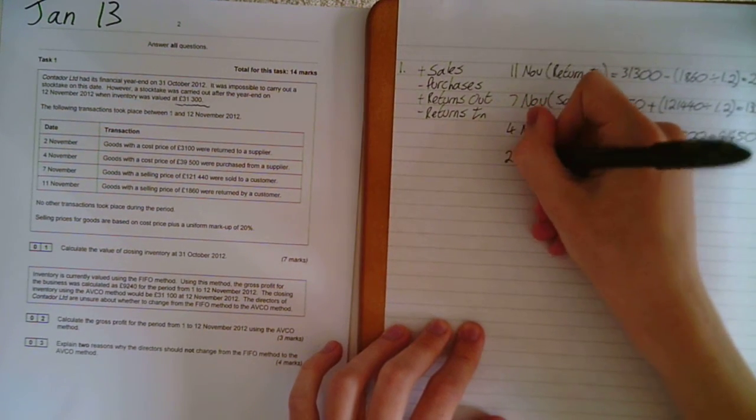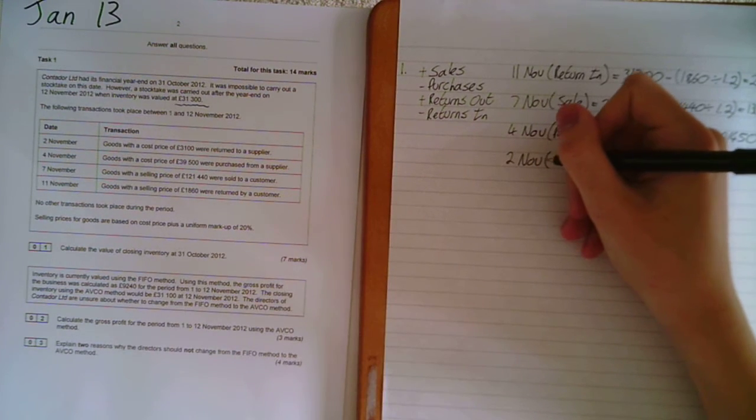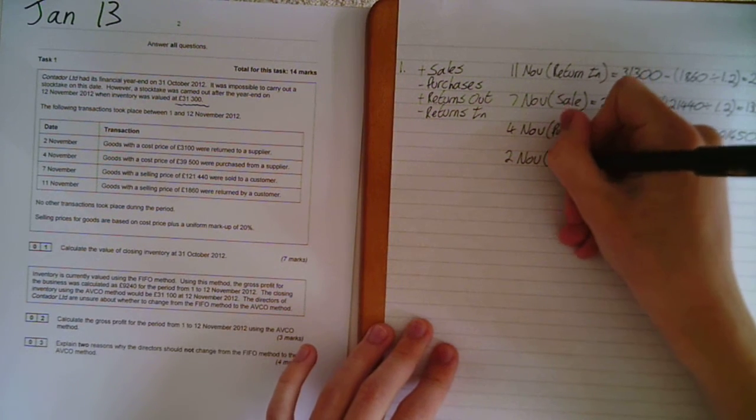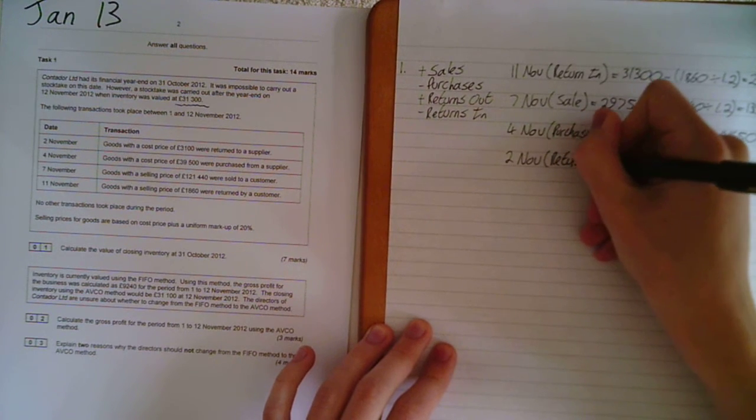Okay, so now the 2nd of November. Goods with a cost price of 3,100 were returned to a supplier. So it's a purchase, but we've returned it, so it's just a return out.